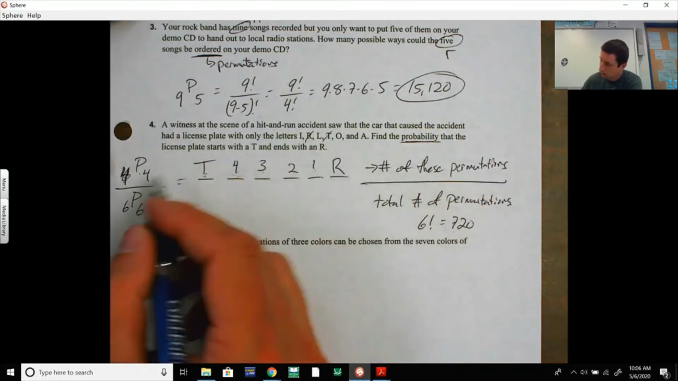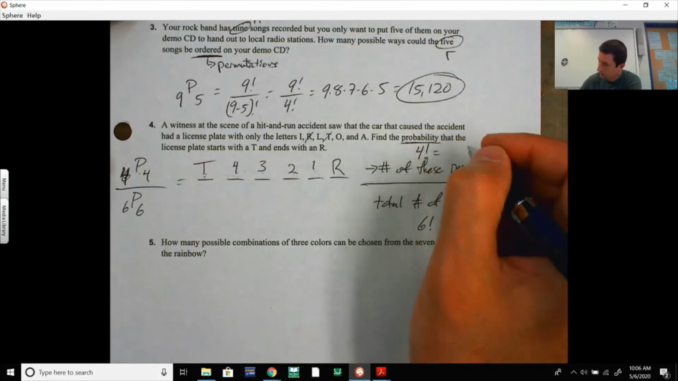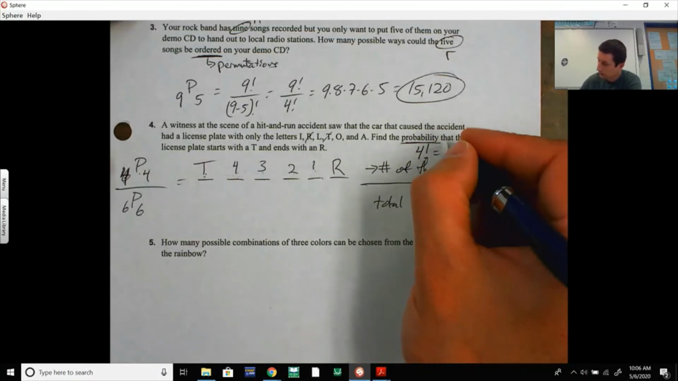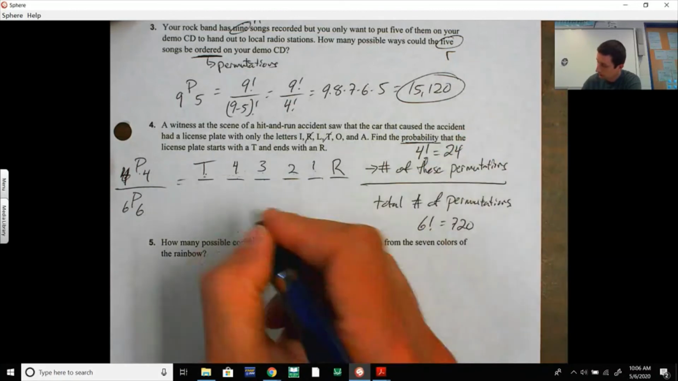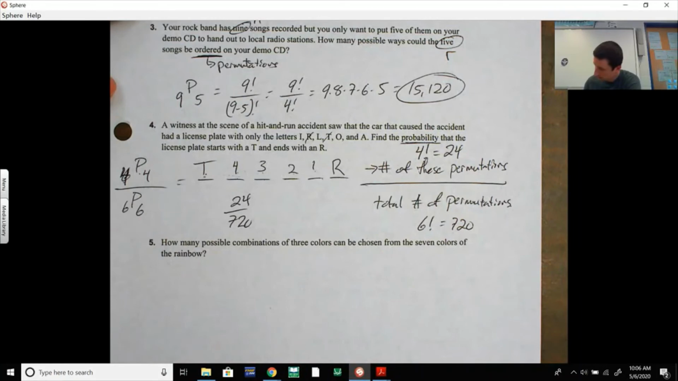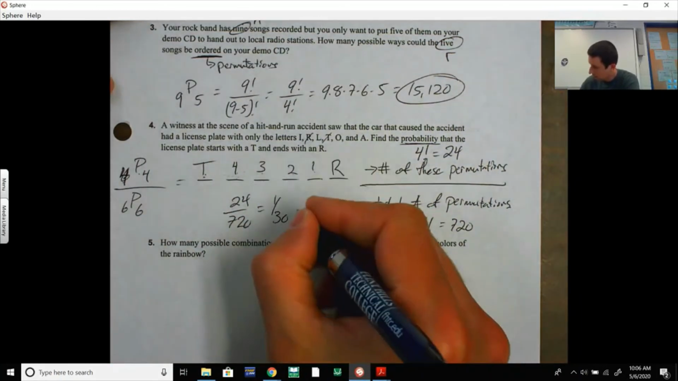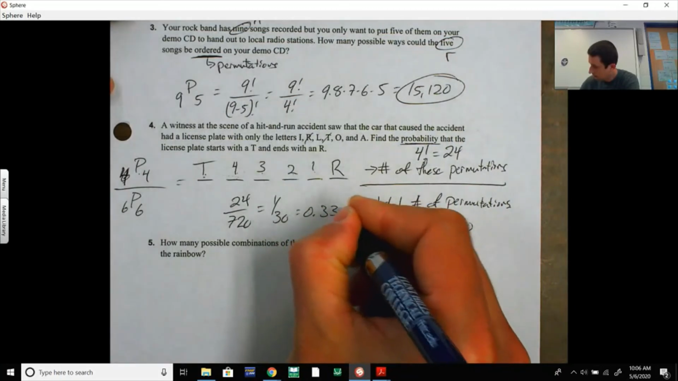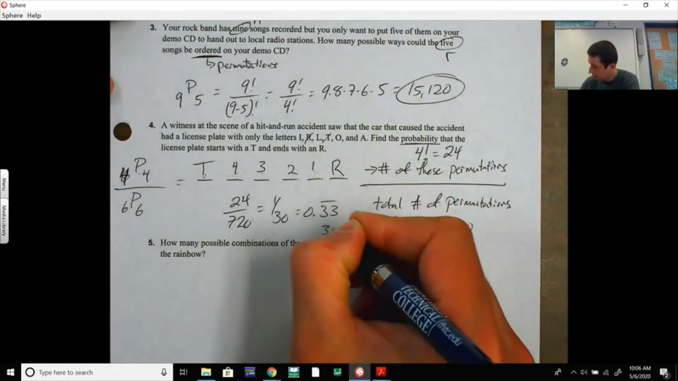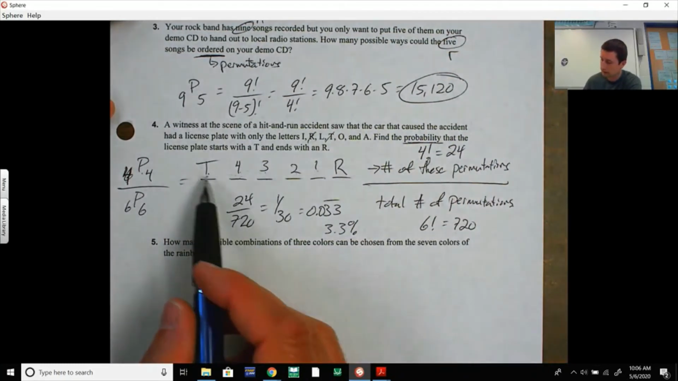So you're going to have 4 factorial over 6 factorial. 4 factorial is 4 times 3 times 2: 4 times 3 is 12, times 2 is 24. So 24 over 720. 24 divided by 720 is 1 out of 30, which is 0.033 repeating, so about a 3.3% chance that the first one starts with T and the last one starts with R.